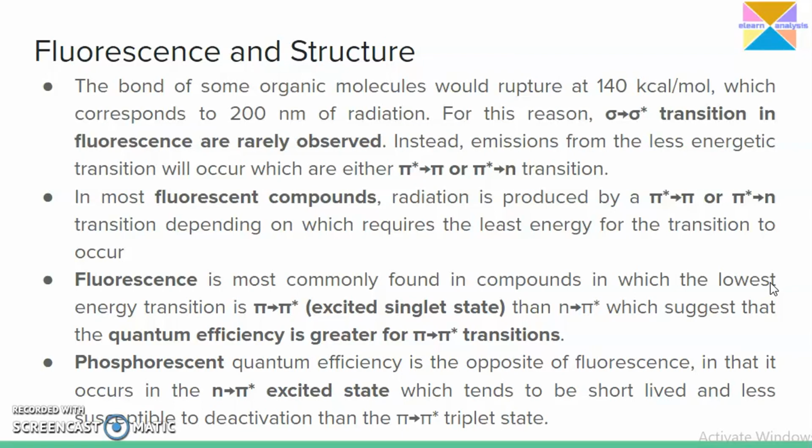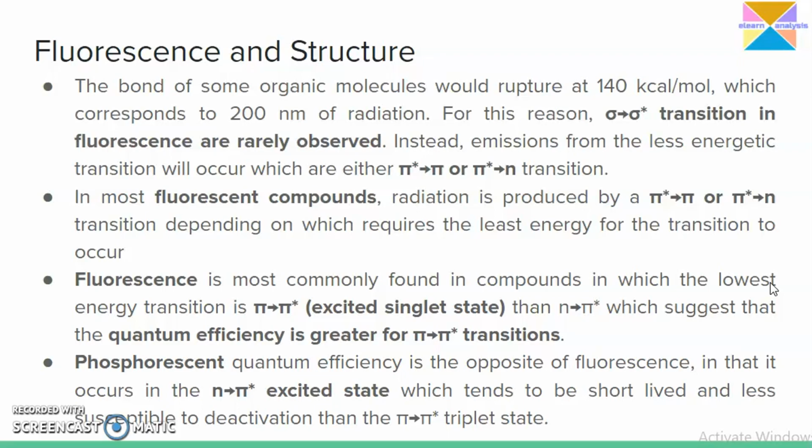With respect to phosphorescence, it is exactly the opposite of fluorescence, wherein the n to pi star excited state happens, and the electron enters the metastable triplet state, which tends to be long-lived and less susceptible to deactivation than the pi to pi star triplet state.